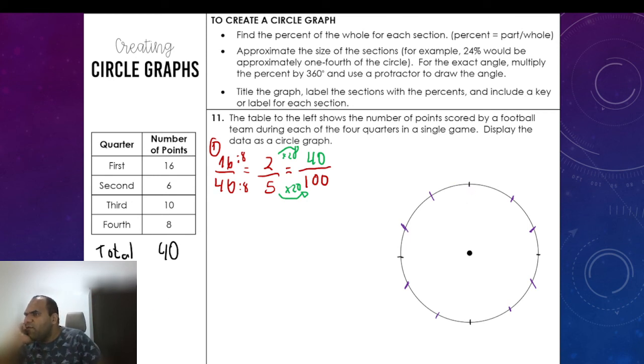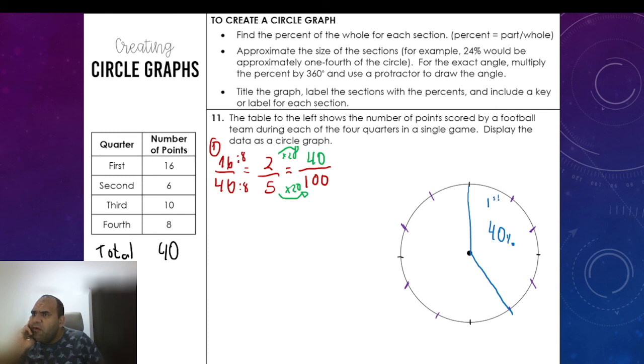Great, I need 40. How can I draw 40, mister? I start at number 0. Here's my 0. And 10, 20, 30, 40 here. I know this is 40%, and this is the first.